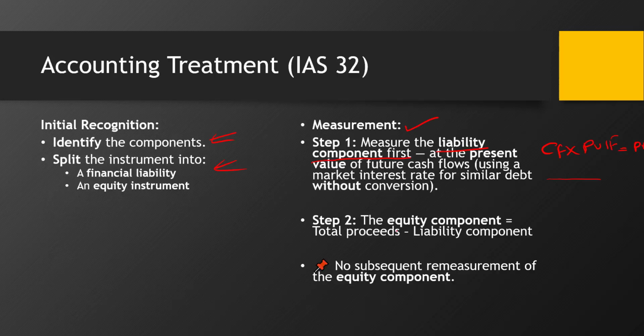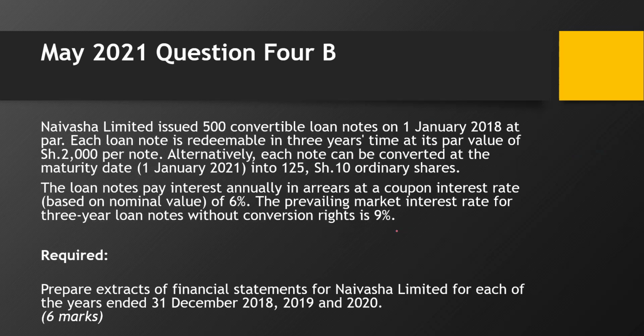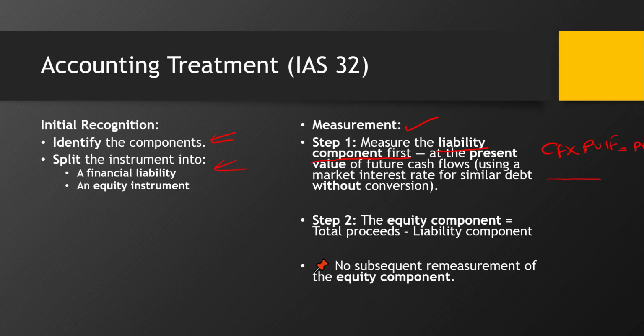Good. So the first thing is to identify the two components. In this case, we have a liability and an equity component, because they have these loan notes, and these loan notes are convertible into ordinary shares. After that, we go ahead and do the measurement, and we will start by measuring the liability component. The liability component will take the cash flows multiplied by the present value interest factor, so that we can get the present value of those cash flows. Let's go ahead and do that.